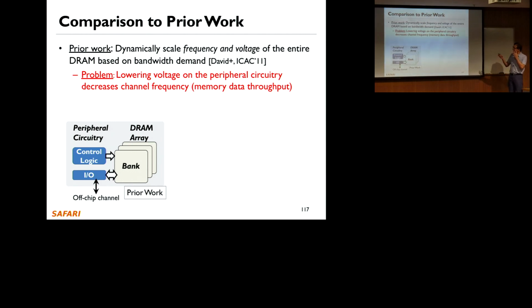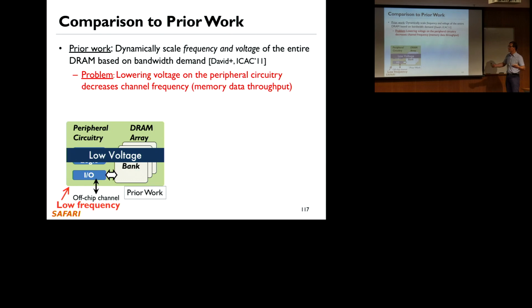So we had actually done some work in the past. This is the work that we've done collaboratively with Intel, proposing dynamic voltage and frequency scaling with the infrastructure that we had. Basically, the idea is to dynamically scale voltage and frequency of the entire DRAM based on bandwidth demand. The problem is if you lower voltage on the peripheral circuitry, you actually decrease the channel frequency. So if you look at the peripheral circuitry, we were actually reducing the voltage over here. So everything was low voltage. As a result, you were actually affecting the bandwidth. And that's why, based on the bandwidth demand, we were deciding what voltage to use.